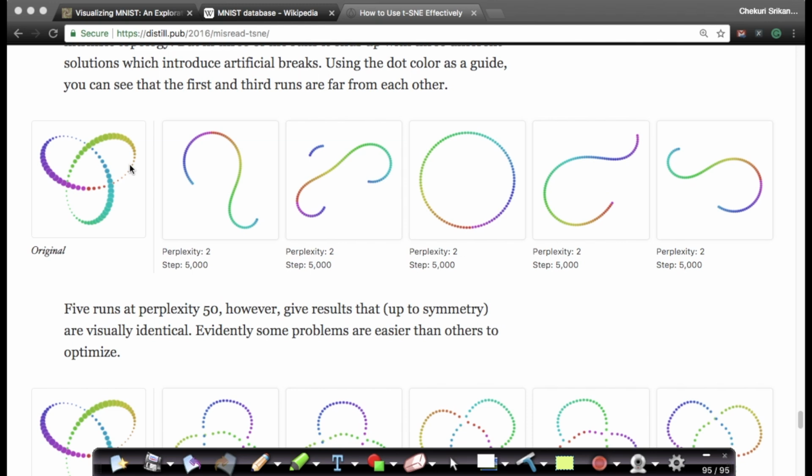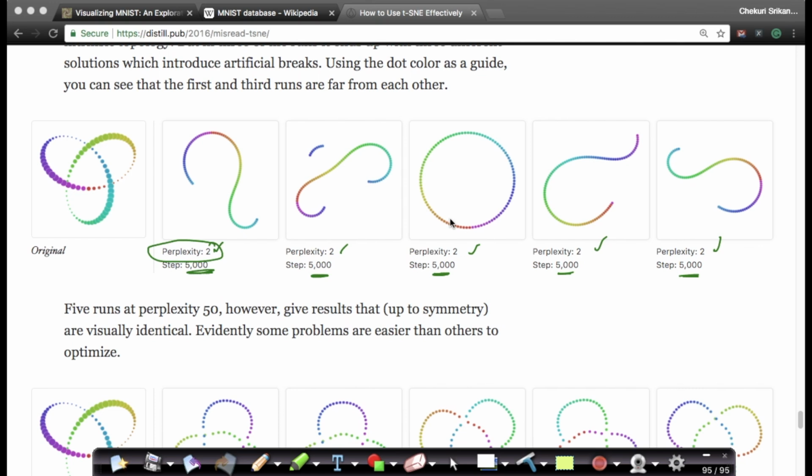If I have 5,000 iterations every time, and remember, I'm running perplexity equals to 2. These are basically multiple runs of t-SNE. This is my original data. So with every run, I'm getting a different shape. What is the lesson from this? It means perplexity of 2 is the wrong thing, because every time I run it, I'm getting a completely different result, which means this perplexity 2 is no way the right stable answer, right?